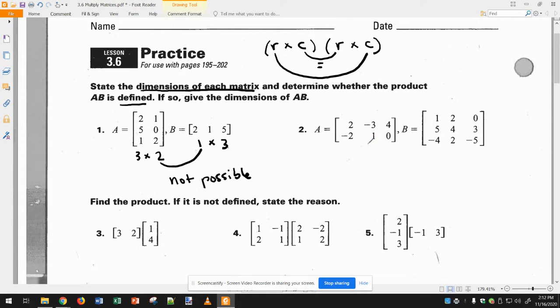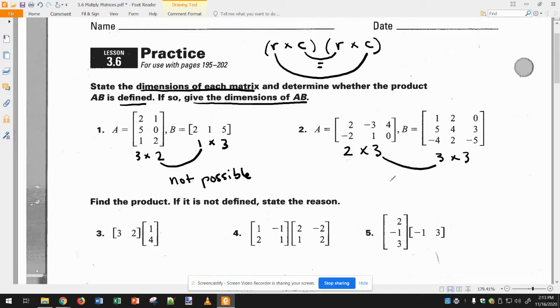Now, if it's possible, then we would have to give the dimensions of the product, AB. So this one has 2 rows and 3 columns. This one has 3 rows and 3 columns. That one's easy to not mess up because the rows and columns are the same number. But we always start with the rows, which are left and right.